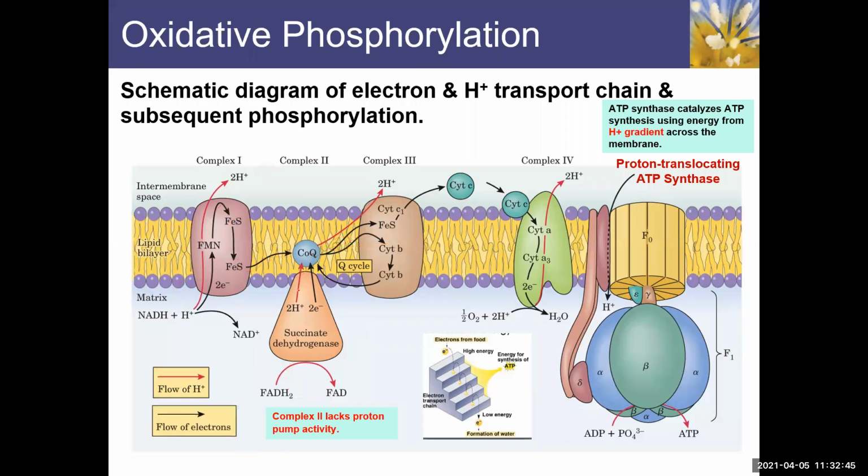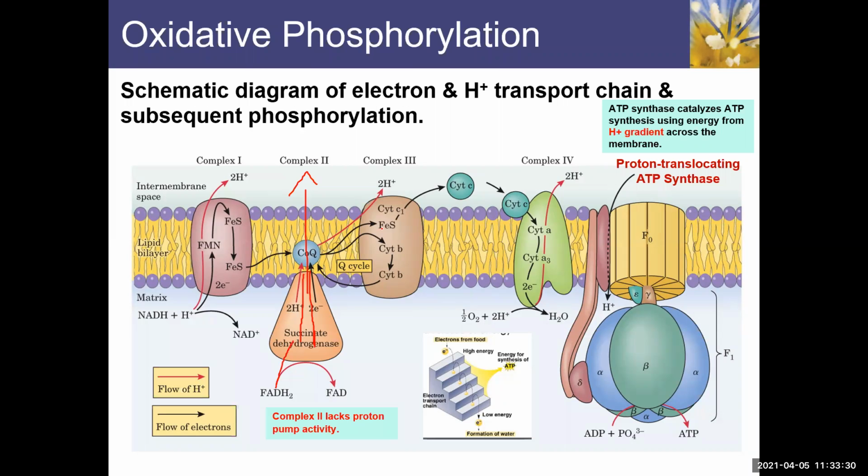Now, as I told you, we are at complex 2 right now. What happens when this FADH2 is oxidized to FAD and sends the hydrogen atoms or the electrons over here? The energy produced here is not sufficient to pump the protons across the membrane. And if you remember, we do not have a channel here which can pump the protons into the intermembrane space. So no protons are pumped at complex 2. This is a very, very important step: complex 2 lacks proton pumping activity.